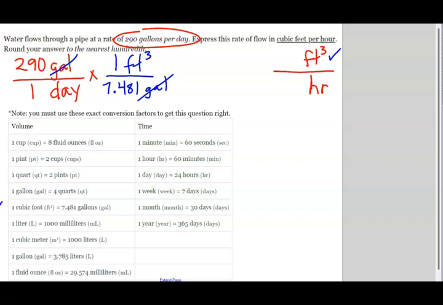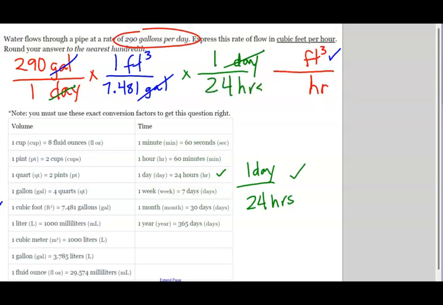And now let's convert the time. So we have days and we want hours. So let's see what we've got here. This is day. Oh, days to hours. That's a fast one. So we have 1 day is 24 hours. And we want days in the numerator, right? That's how it cancels out. And this rate does have days in the numerator.